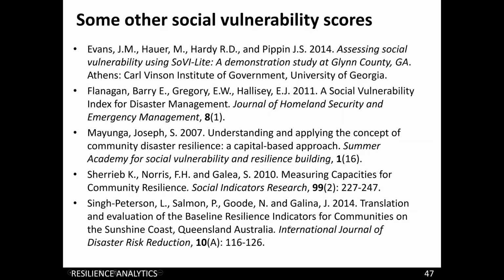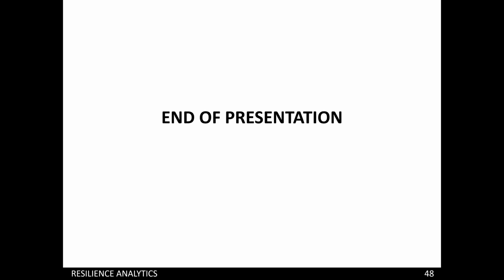And if you're interested in some other social vulnerability scores, there are others. Again, the Cutter approach is quite popular, but it's not the only one. The Department of Homeland Security has one itself. So those might be important to check out just in case you want to read a little bit more about this idea of social vulnerability. And that's it for this lecture.